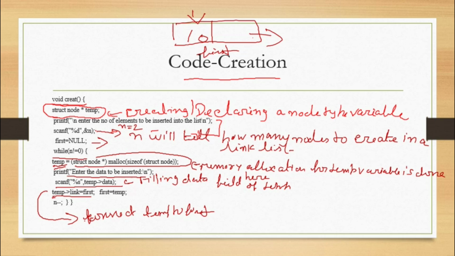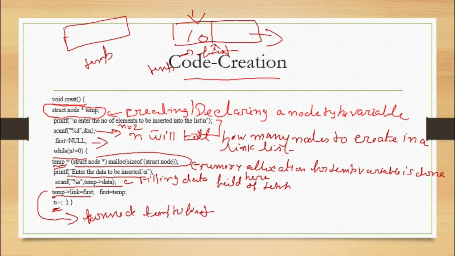Even temp will be pointing at this stage, temp also will be pointing here, first also will be pointing here. Next what I do is n minus minus. When I do n minus minus, n was 2, so n will become 1 now. Next, same process again, I'll create a node called temp.